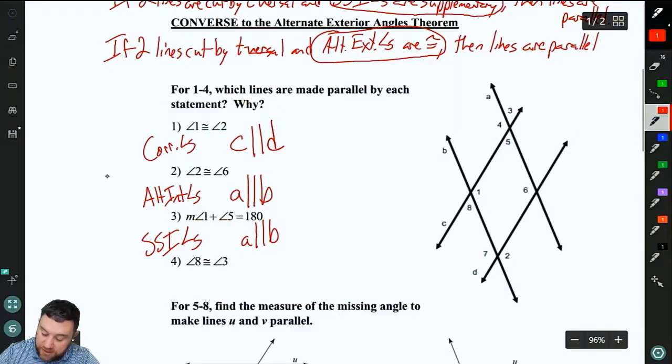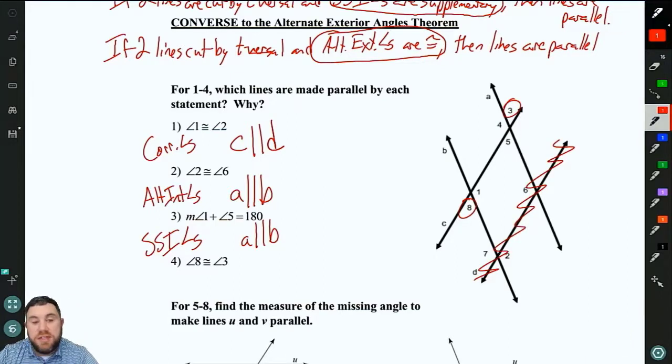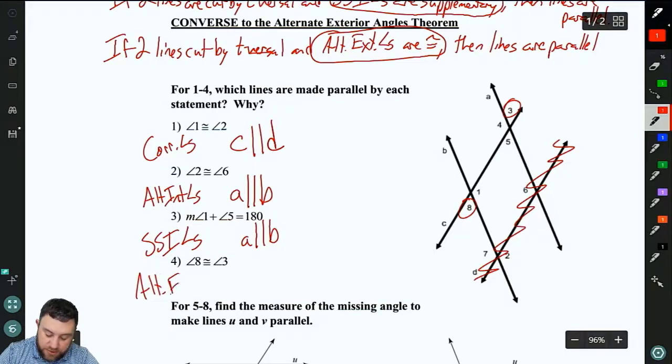And then finally, if we know that 8 and 3 are congruent, we can get rid of line D again because it's not involved in either of those intersections. And there we have alternate exterior angles. And so that makes lines A and B parallel again.